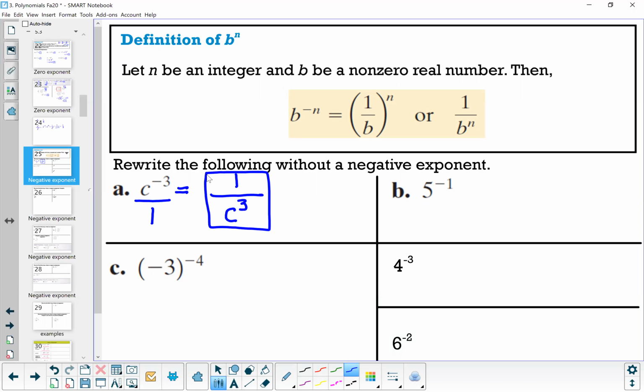Looking at B, we have 5 to the -1 power. It's also going to be equal to 5 to the -1 over 1 as a fraction. And if we take 5 to the -1 across the fraction bar into the denominator, we have 1 over 5 to the 1st power, or in other words, we just have 1 over 5.